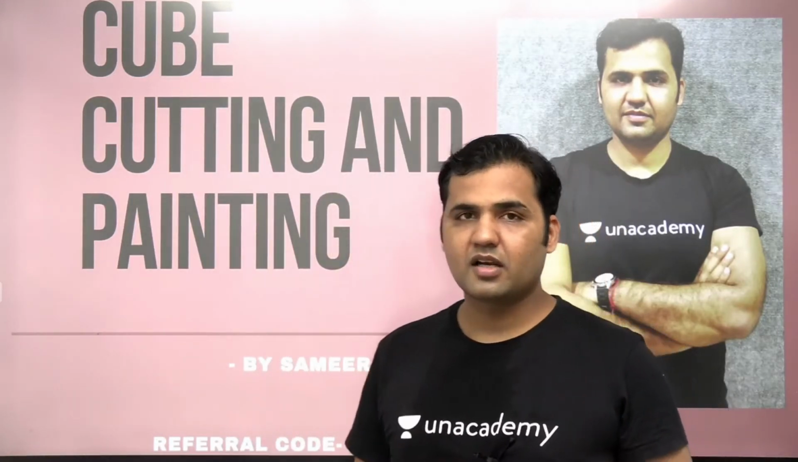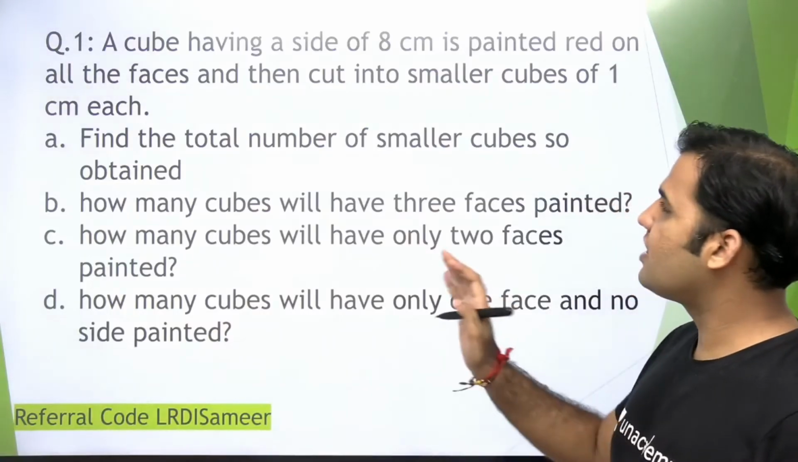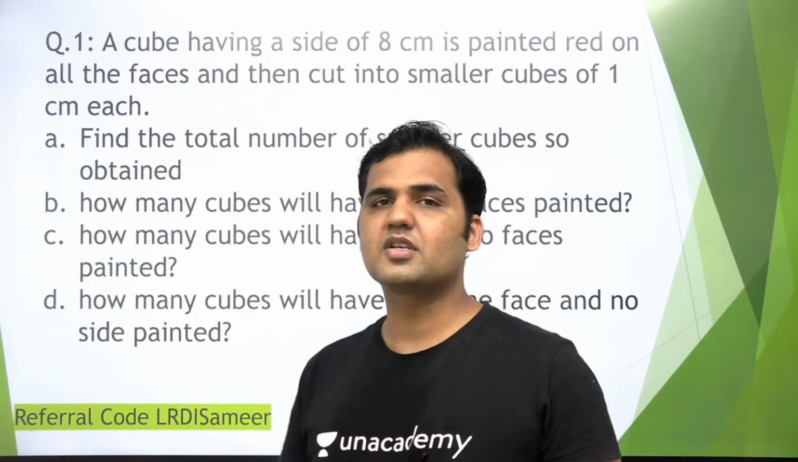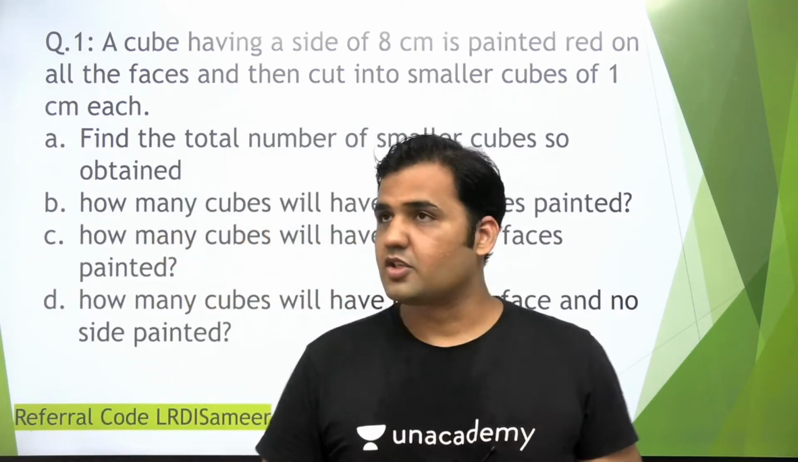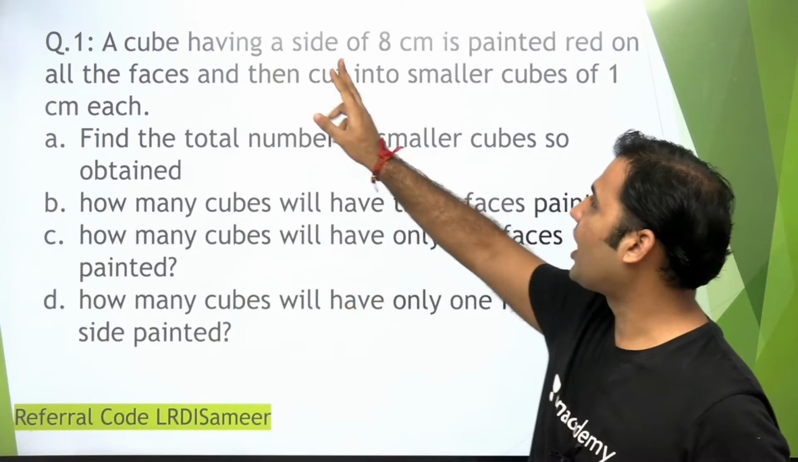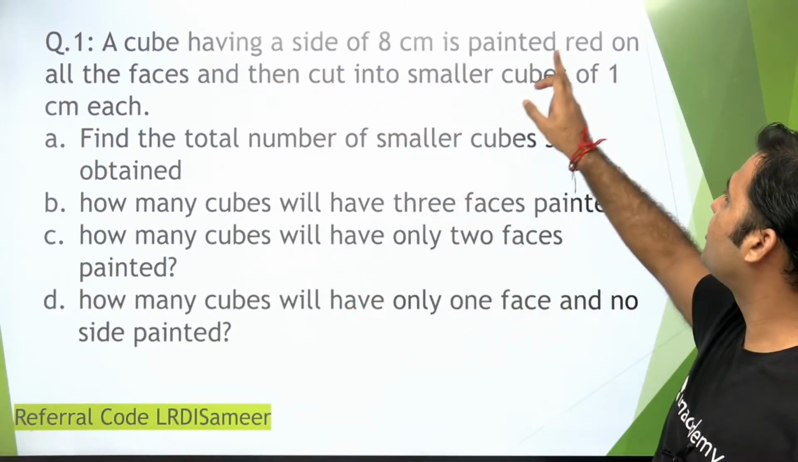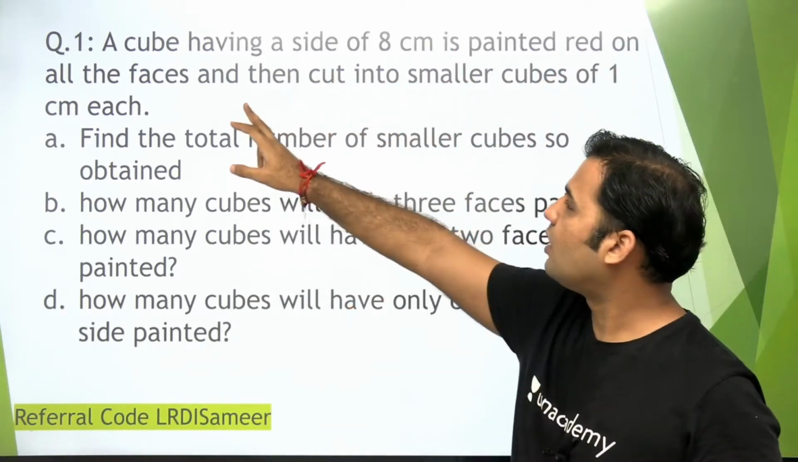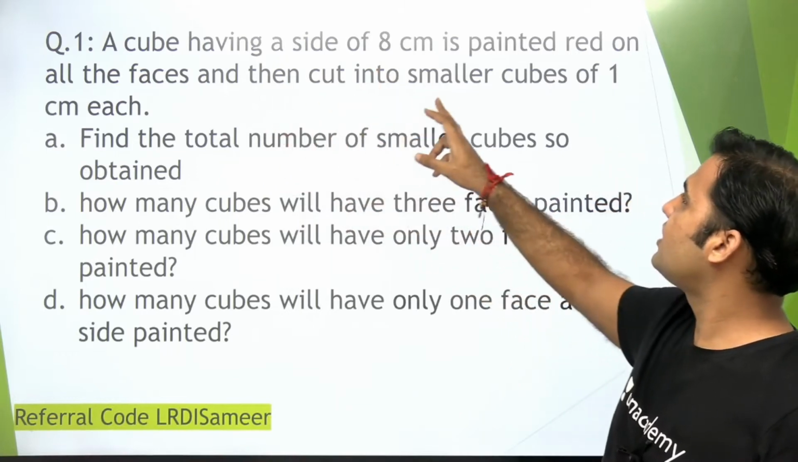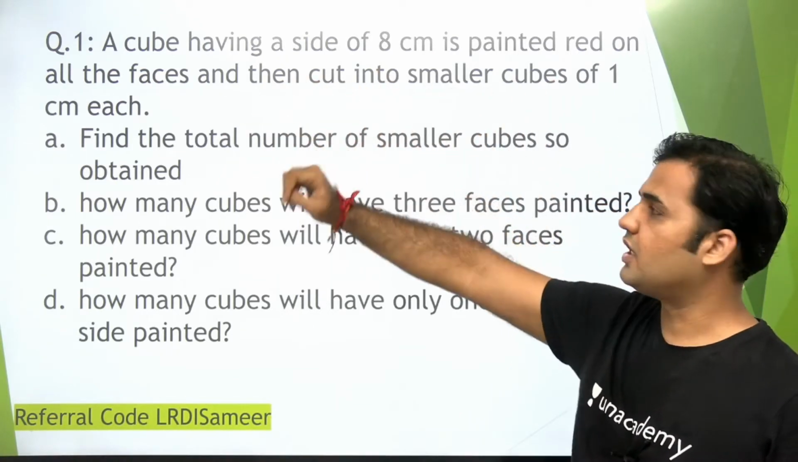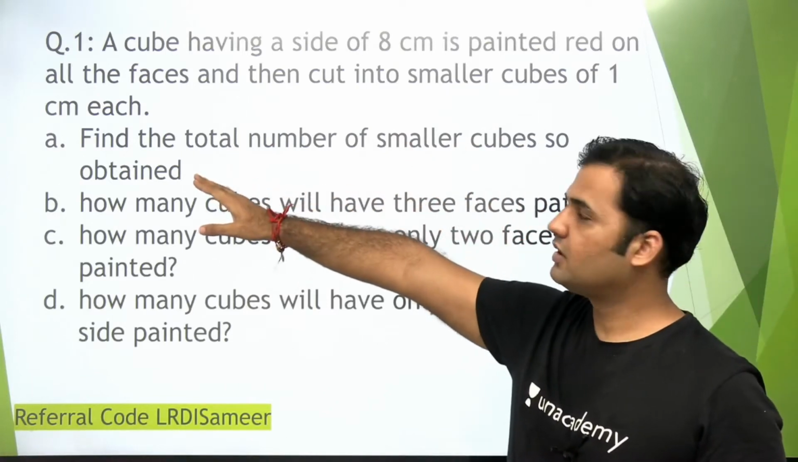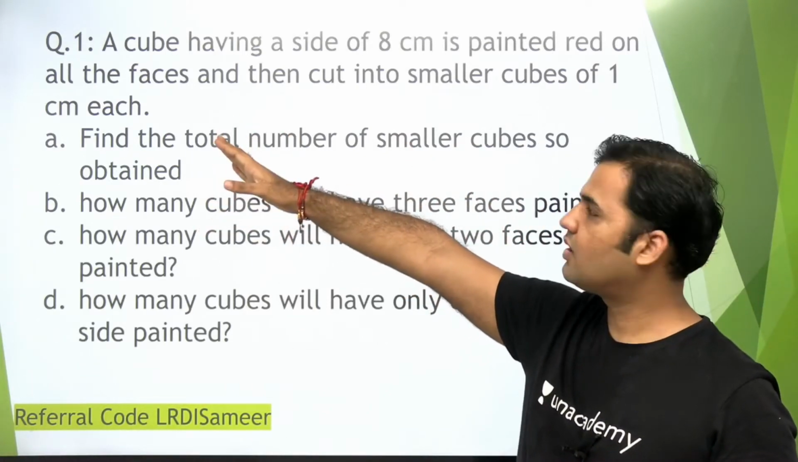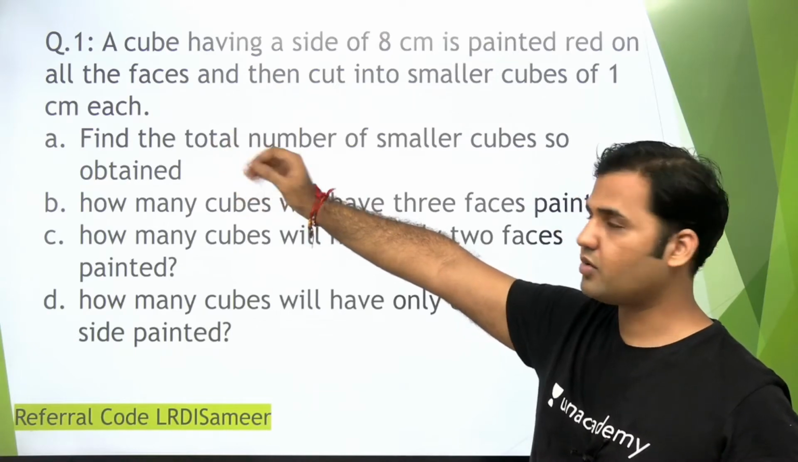Cube cutting and painting का concept क्या है? So this is the standard general type of question, the most basic question which can come from cube cutting and painting. So the question will be like this: a cube having a side of 8 cm is painted red on all the faces and then cut into smaller cubes of 1 cm each. Find the total number of smaller cubes so obtained. This is the first basic question that you are supposed to know how to answer it.